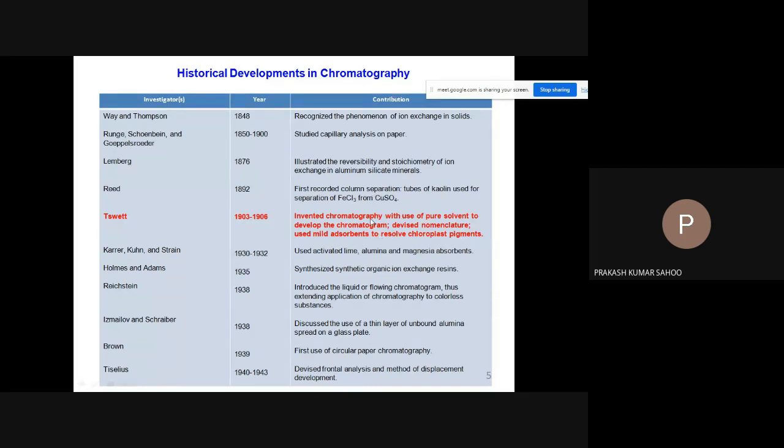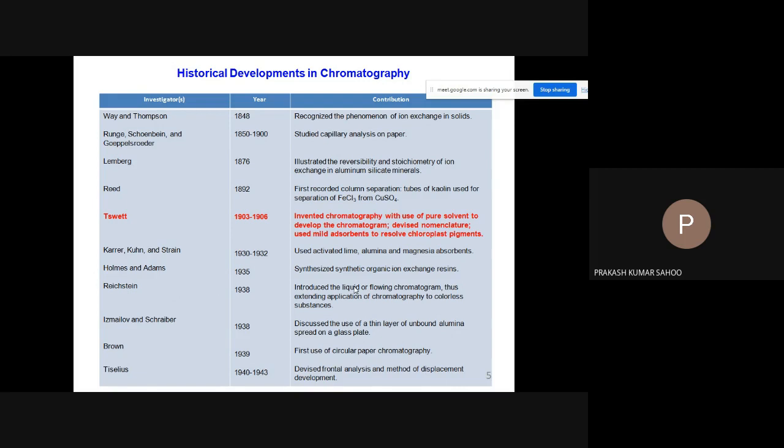So the chromatography invented by Tswett in 1903 to 1906 was based on the adsorption phenomenon, where there is an adsorbent surface on which the adsorbate particles get adsorbed, and depending upon their interaction with the adsorbent, the components got separated. In 1930 to 1932, activated lime, alumina, and magnesia adsorbents were used. Then we have Holmes and Adams, who synthesized synthetic organic ion exchange resin.